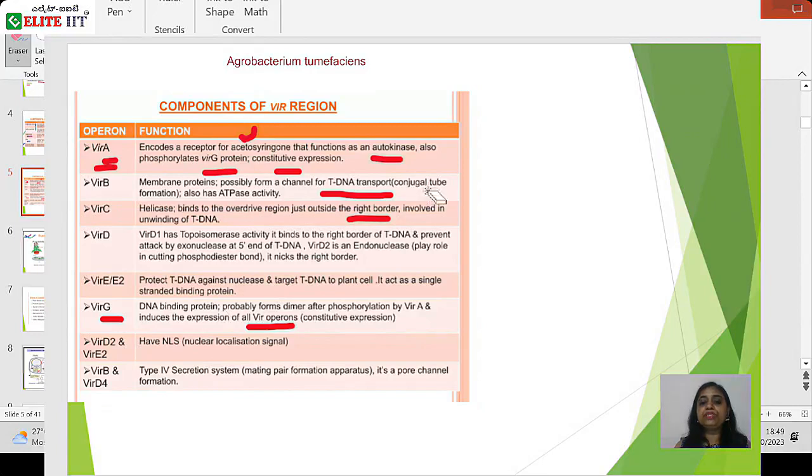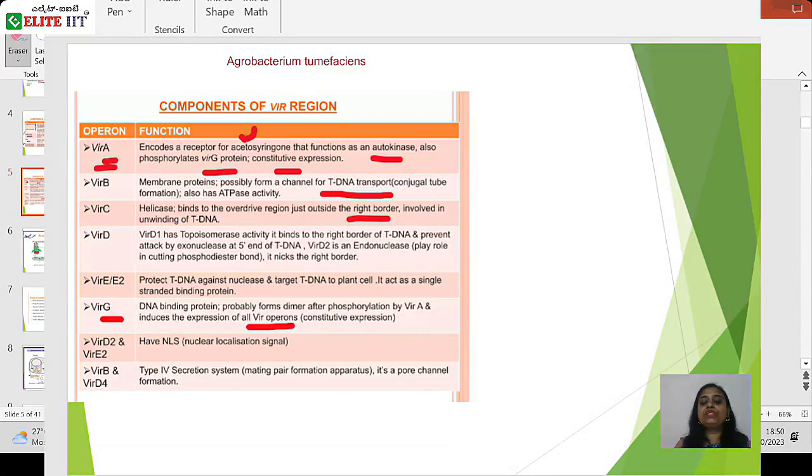So the conjugal tube, pilli formation. Now VirC is participating; it has helicase activity and binds to the overdrive region outside the right border, involved in unwinding of tDNA. Now VirD1 has topoisomerase activity. In that case, we have discussed that VirD is finally attached with the single stranded DNA.